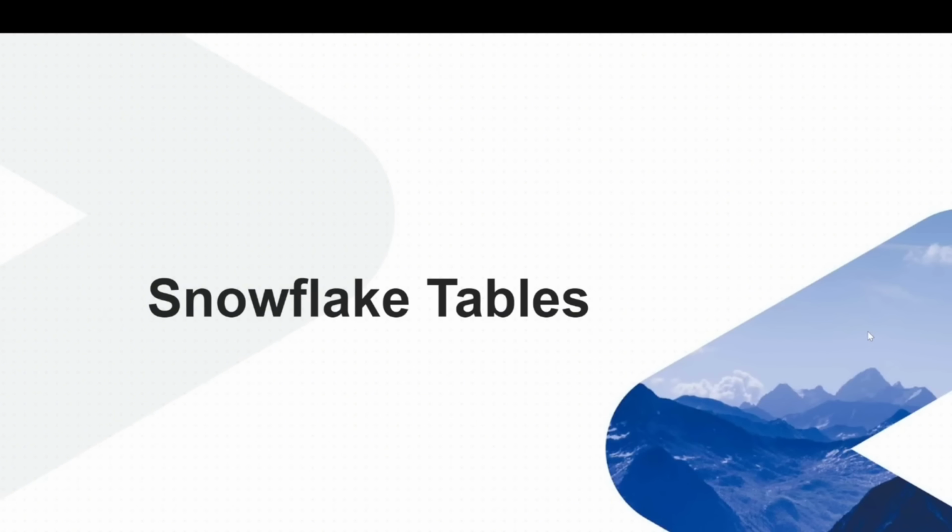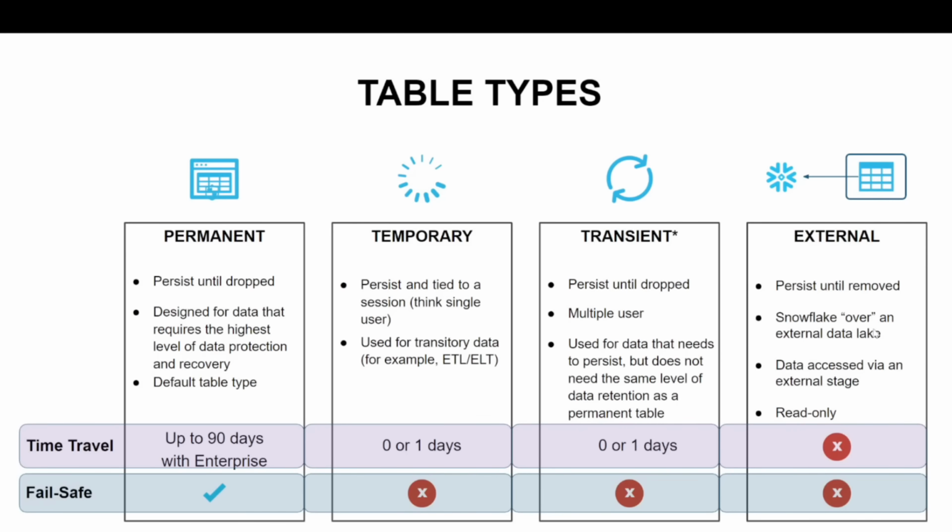So in this video, we are going to talk about what are the different tables we have in Snowflake. So these are the different table types we currently have in Snowflake. The first is the permanent table. The others are temporary, transient, and external table. Now, in this video, we are going to talk about the permanent, temporary, and transient table. The external table we will take up in another video session.